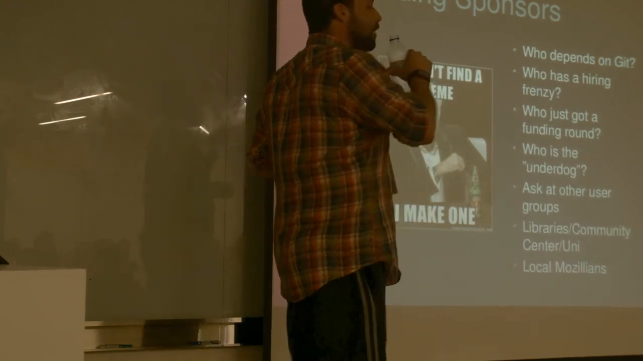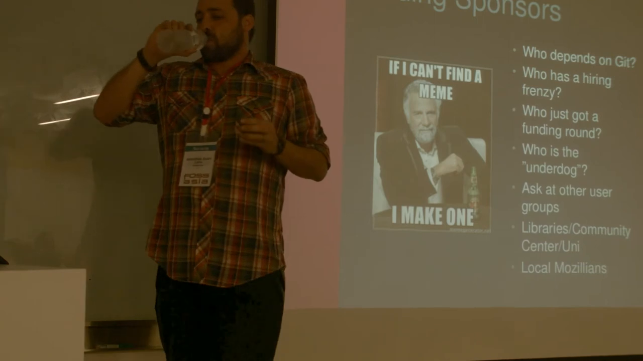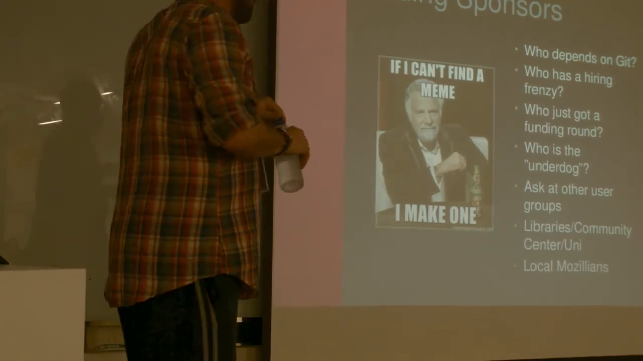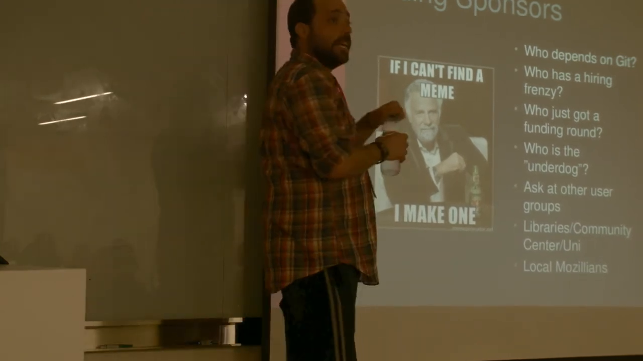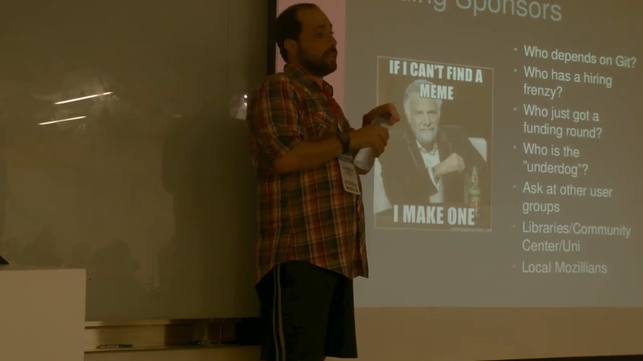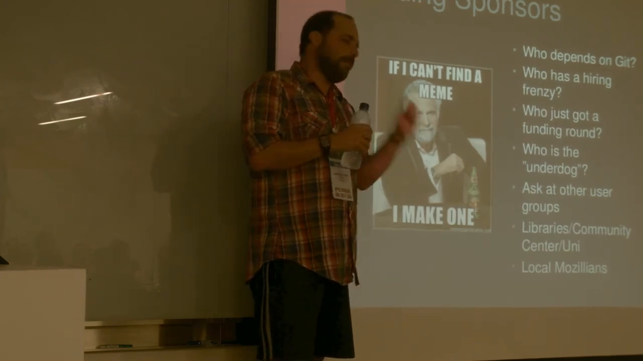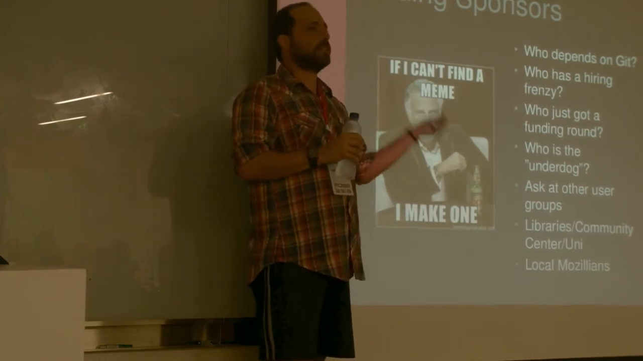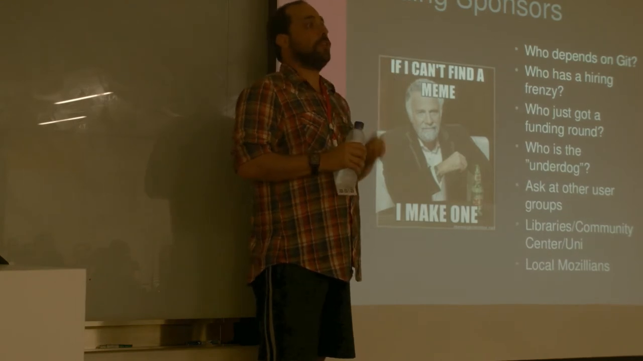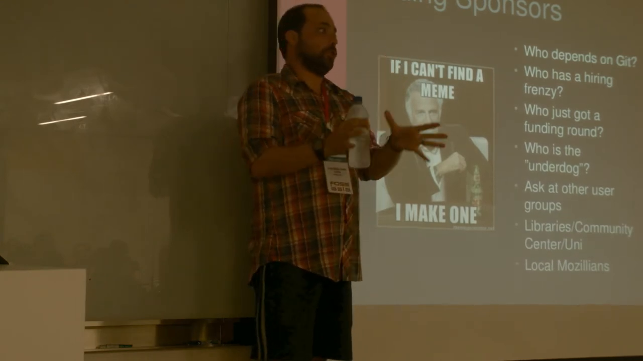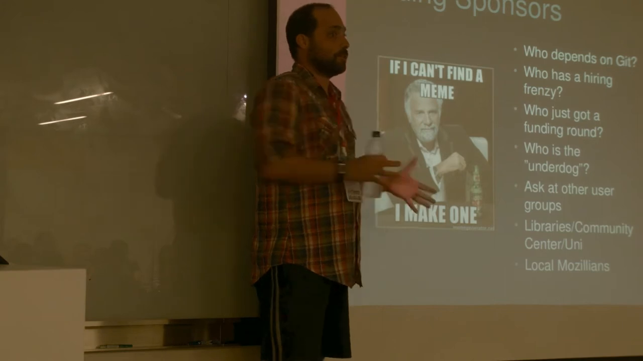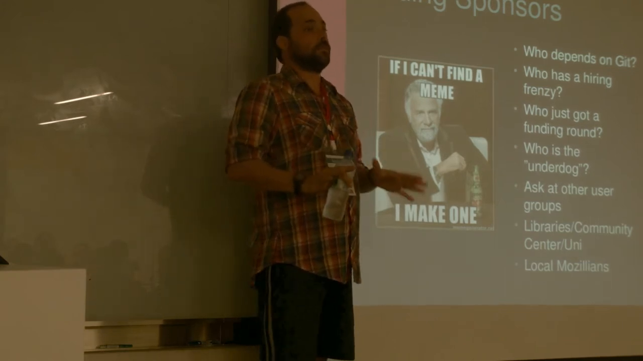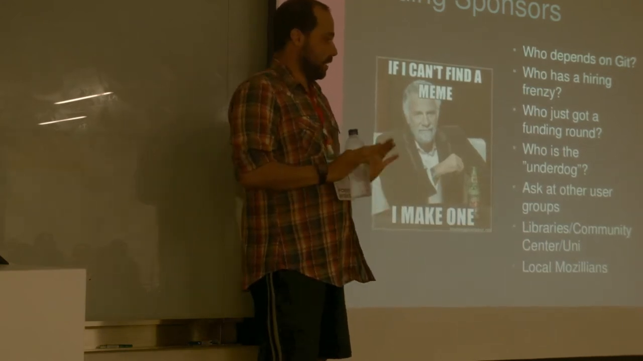Okay, so how do you find sponsors? In your town, find companies that depend on Git. If you find a company that depends on Git, they will inevitably be hiring all the time people that know Git, so they want you to associate your Git user group with their company. They want to give you free stuff. This has worked for me.